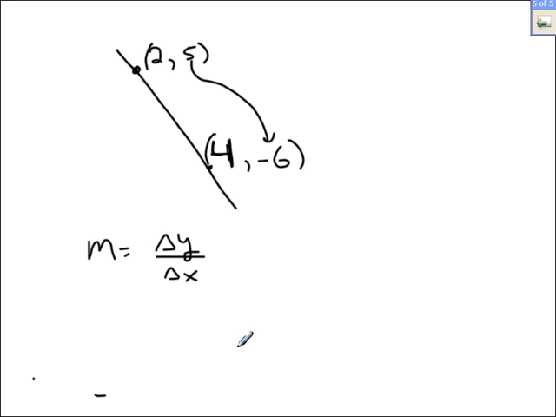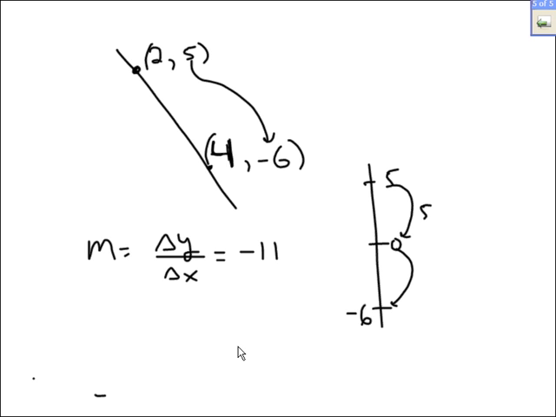If you go from 5 to negative 6, you went down 11. If you're on the 5th floor and you go 6 floors below the basement, you went down 11 floors. I know you did, because from 5 to 0 is 5, and then from 0 to negative 6 is 6. You went down 11. You can do that. And now, x goes from 2 to 4. That went up 2. There's your slope. Reduce it if you can. That is the slope of that line.